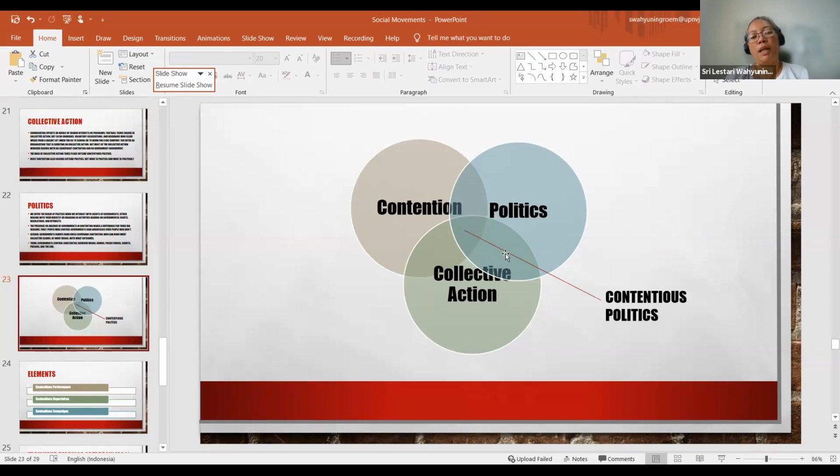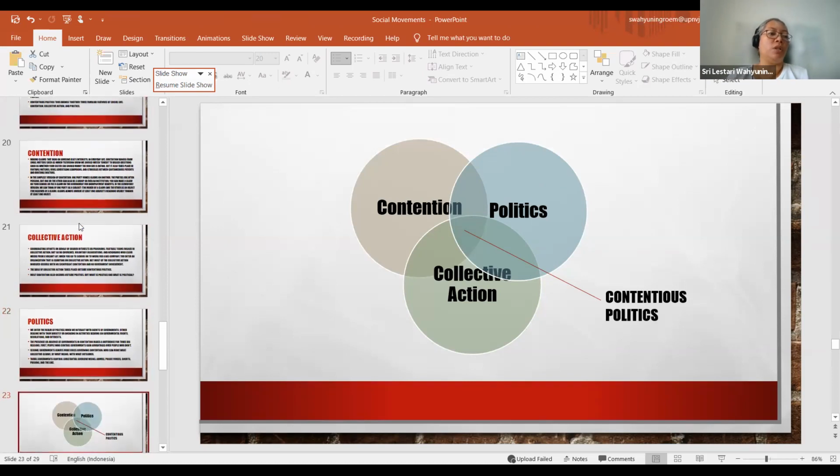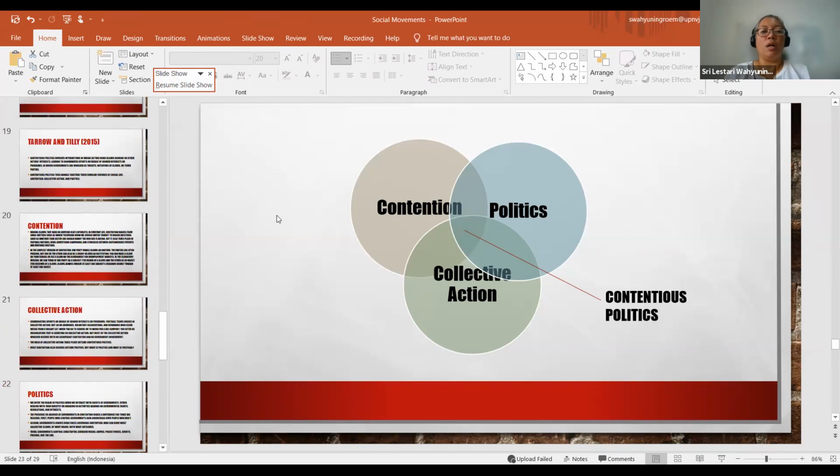Also, if it has some politics elements and collective actions, but no contention or no one contending anything on the issues, then it is doubtful that it is part of the social movement. So this is a very easy way when you use the framework by Tarrow and Tilly. I think this is the easiest way to identify whether a movement is a social movement or not. If it has these contentious politics elements, then you can be assured that it is a social movement. So let's go through each one by one.